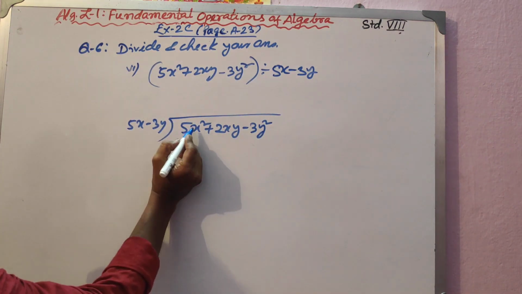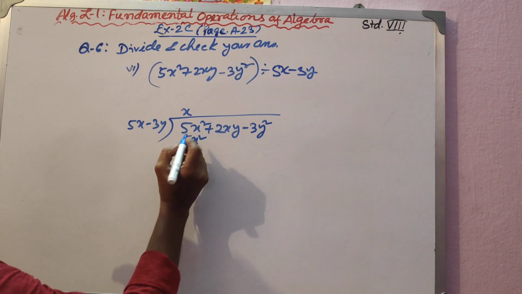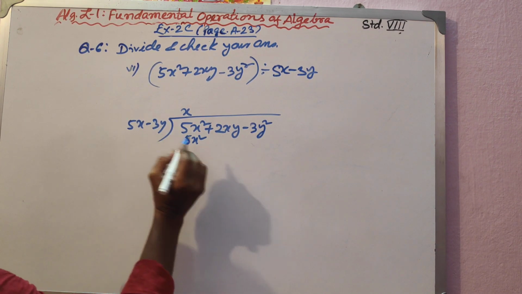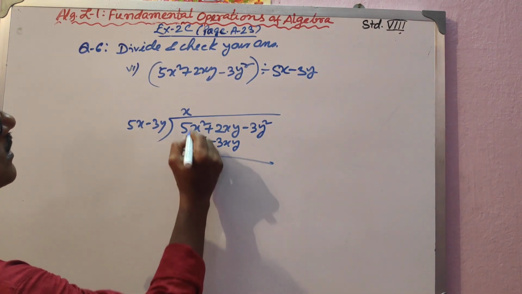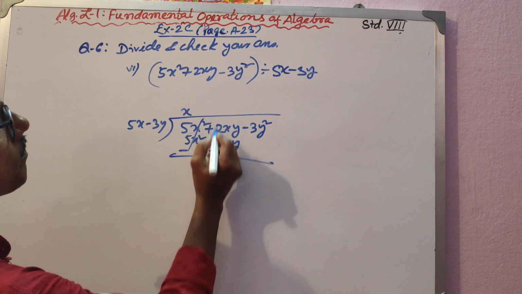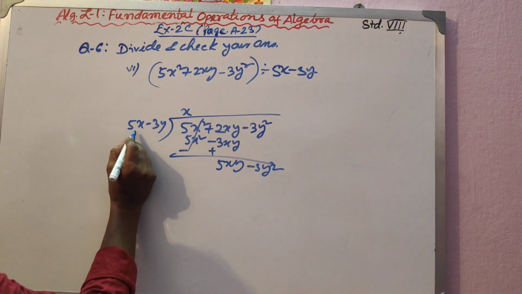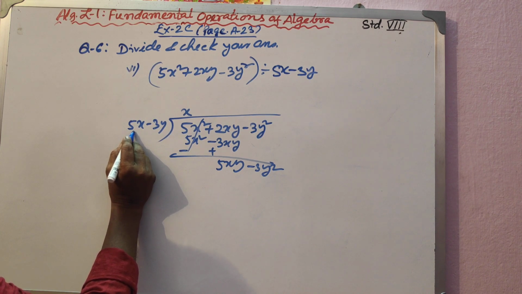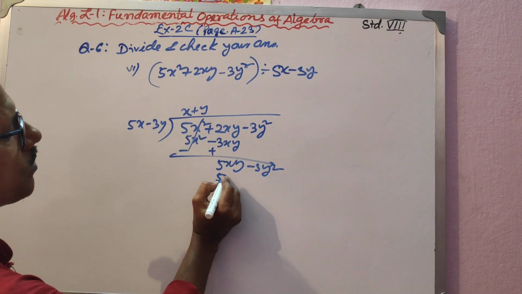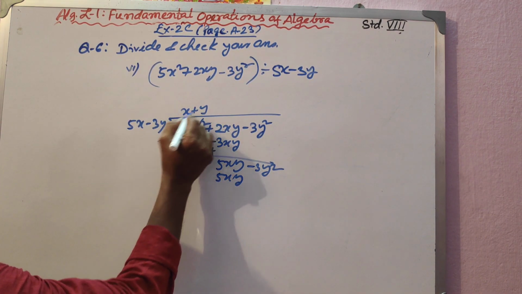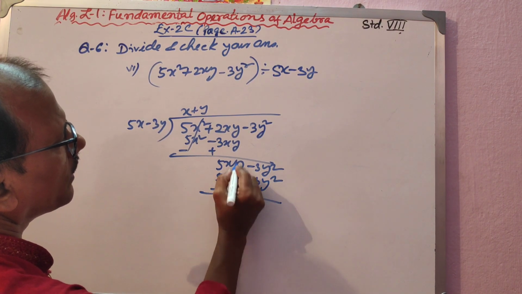How much will you multiply to 5x so that you will get 5x square? Definitely x, so 5x square you got. x will be multiplied with this, so minus 3xy. That will be written under this like term. Do the subtraction, this will be cancelled. This will become plus, so 5xy minus 3y square. If you multiply 5x with y, then you will get 5xy. So plus y, 5xy, and plus y multiplied gives minus 3y square. So both will be cancelling, very nice.